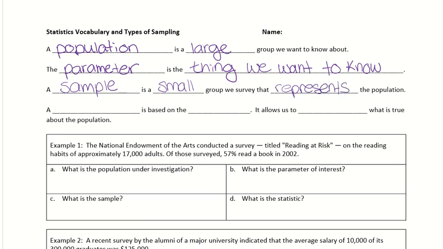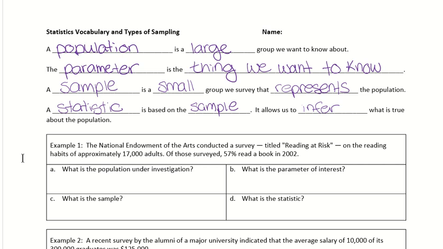Now, we're going to study that smaller group and we're going to get some information. And we're going to get that information called a statistic. It could be a percentage, it could be a favorite thing. So a statistic is based on the sample, and it allows us to infer what is true about the population. Statistics are limited because we're only talking to a small group, but if we pick our small group wisely, then our statistic is a good representation of our population, aka everybody.